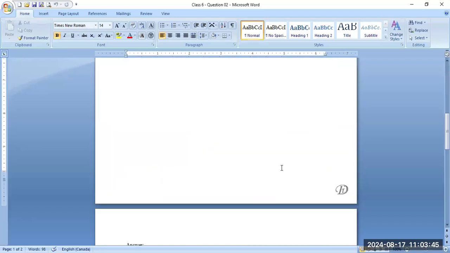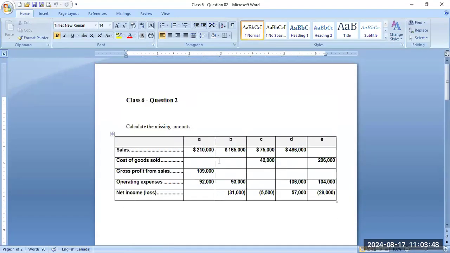Again, the answers are on the second part. This is just to get comfortable with this calculation. Sales, cost of goods sold, gross margin, gross profit from sales, operating expenses, net income. Again, nothing scary with this question.